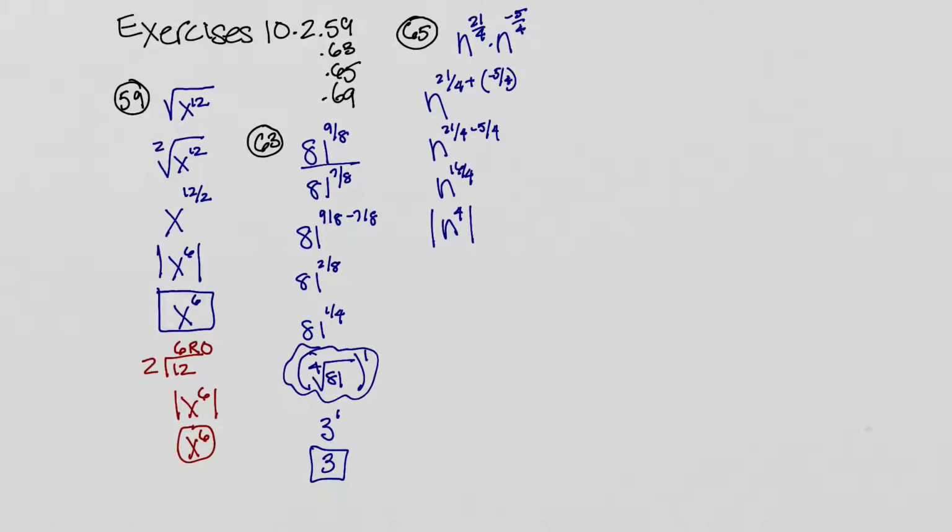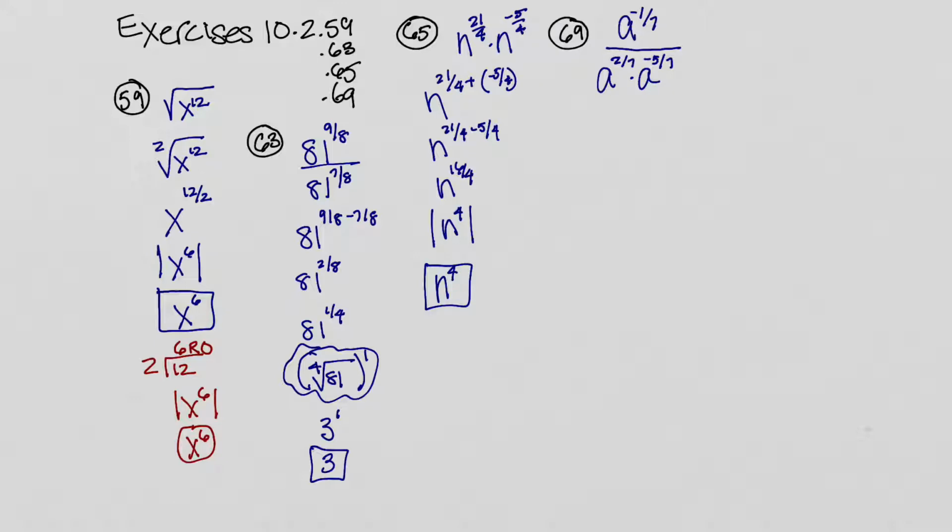But as we did back here in problem 59, notice that a number raised to the 4th power is going to be positive, and the absolute value of a positive is that number itself. So we're just going to write this as n to the 4th and claim now that this n to the 4th is the simplified form of this.